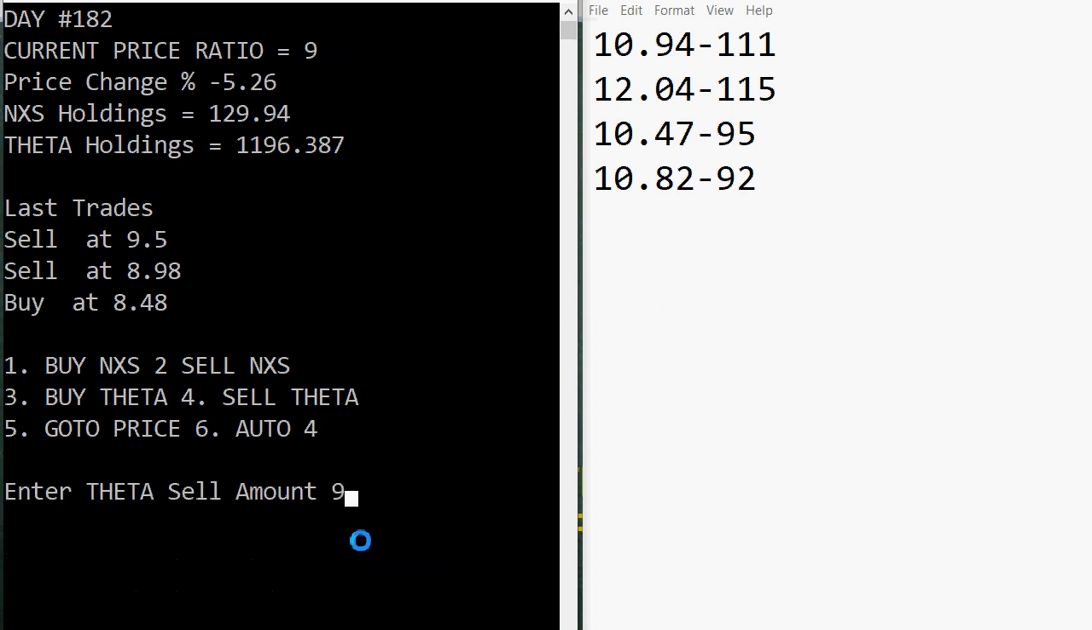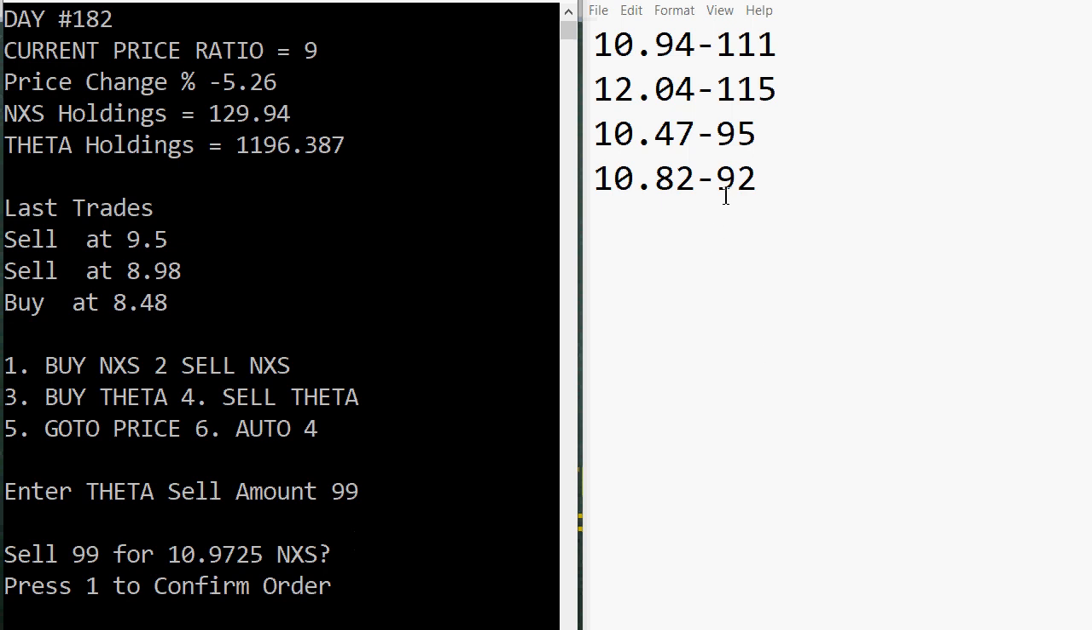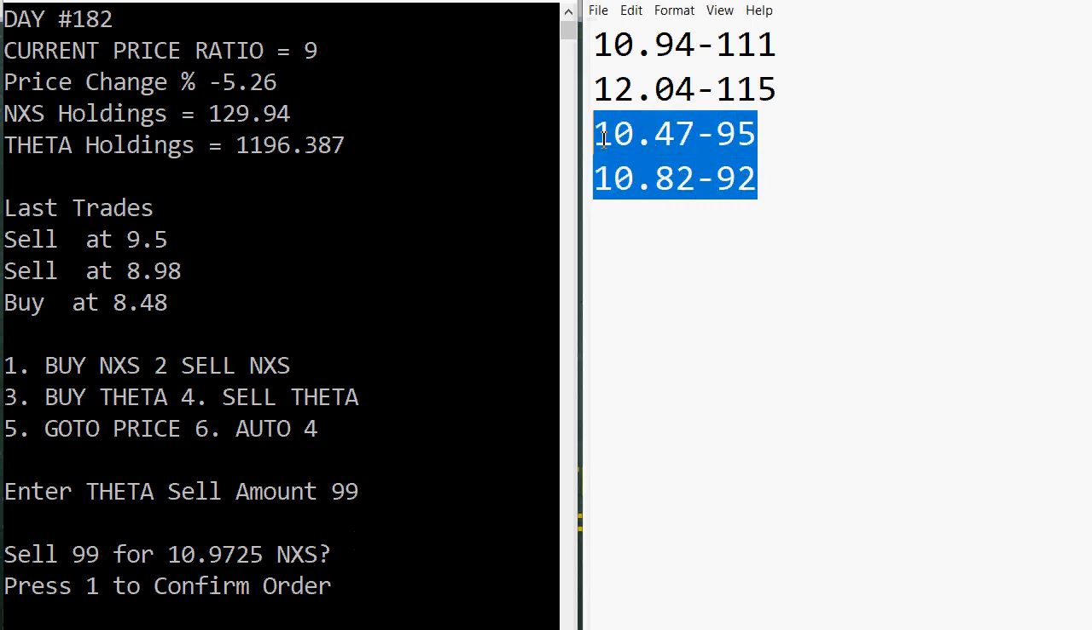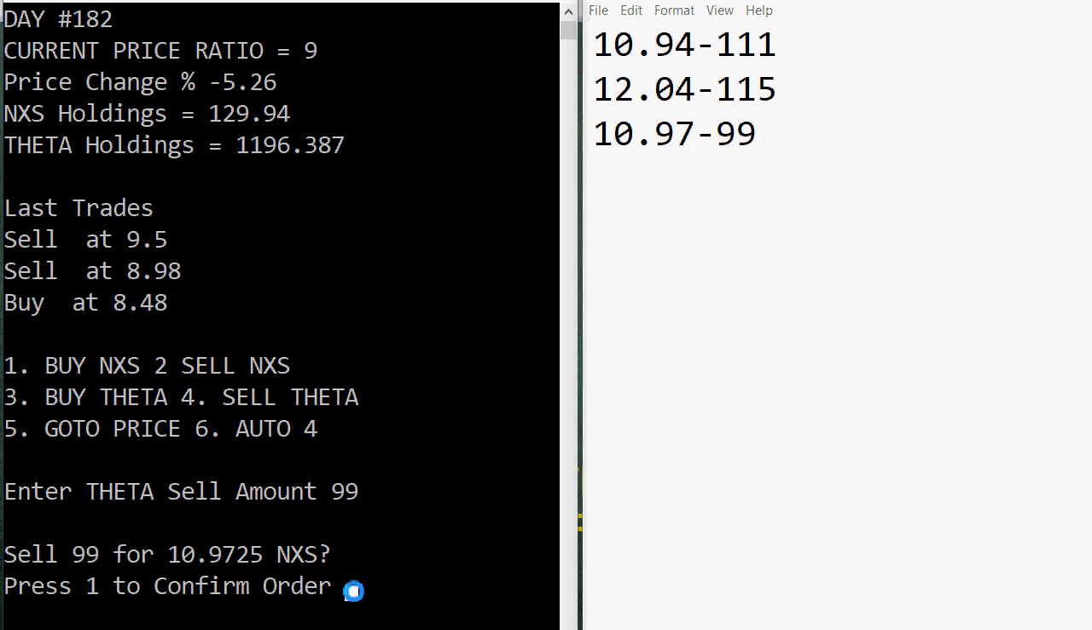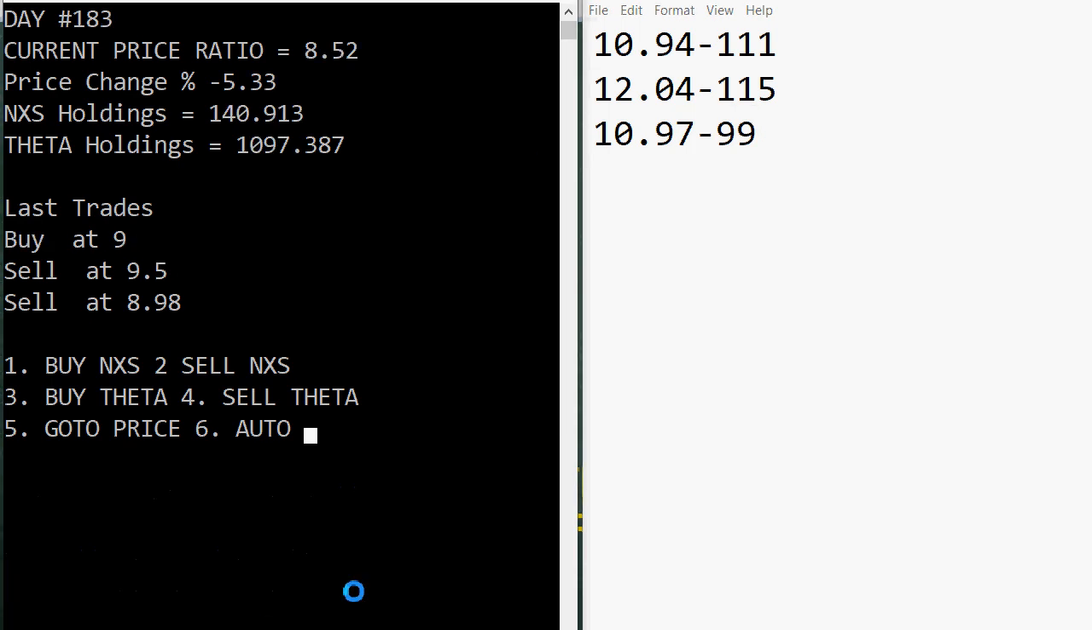Now it goes down, so I'll sell 99. And that's going to get 10.97. I've got this set at 1/4% rate. In real life, it's like 0.15% when you consider 0.075 twice, but that's what I've got this set at.